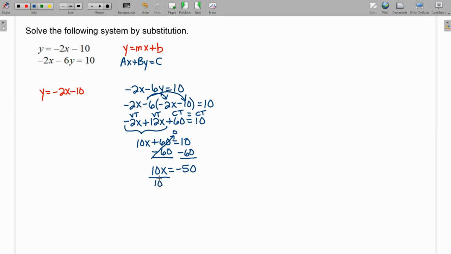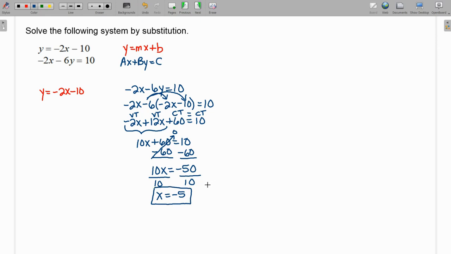Now, if I divide this side by 10, that means I have to divide this side by 10 also. So 10x divided by 10 gives me x. And then negative 50 divided by 10 gives me negative 5. So in this particular problem, my x should be equal to negative 5.